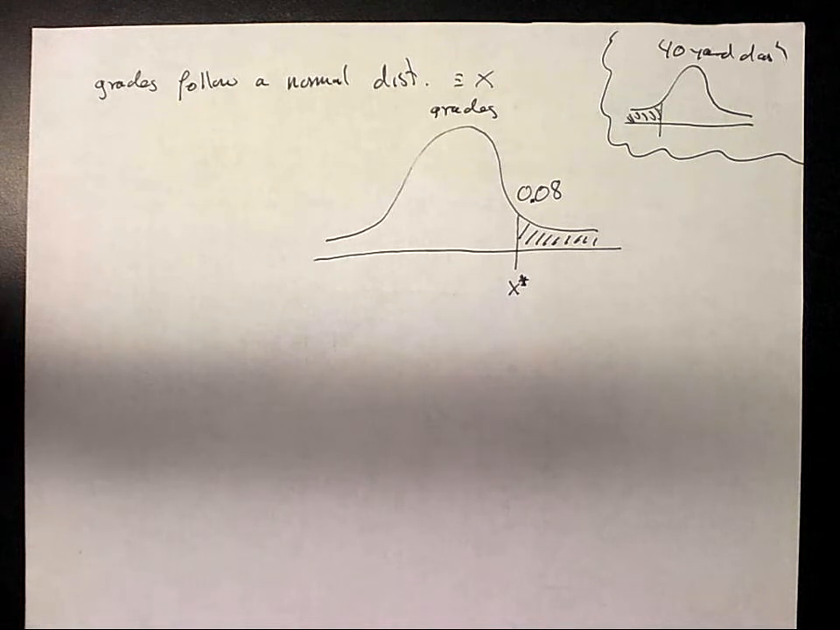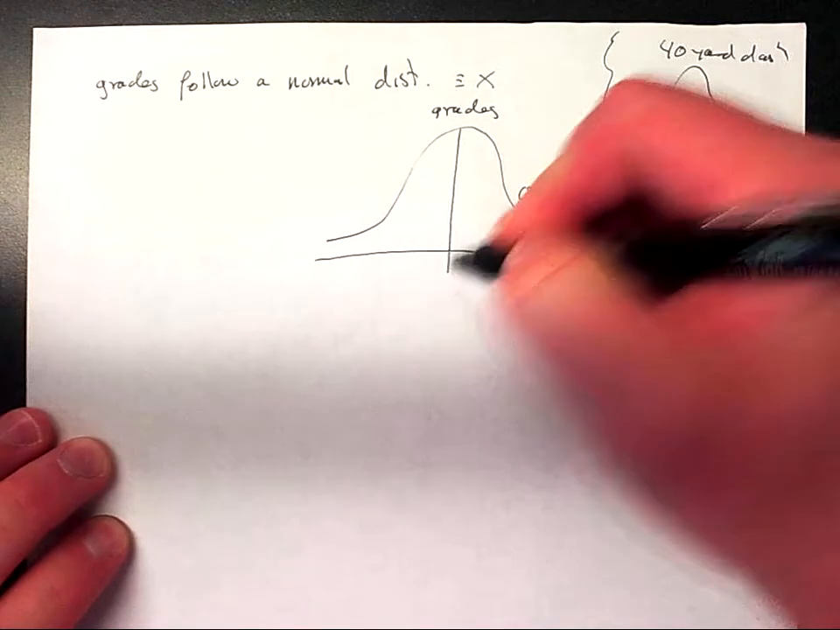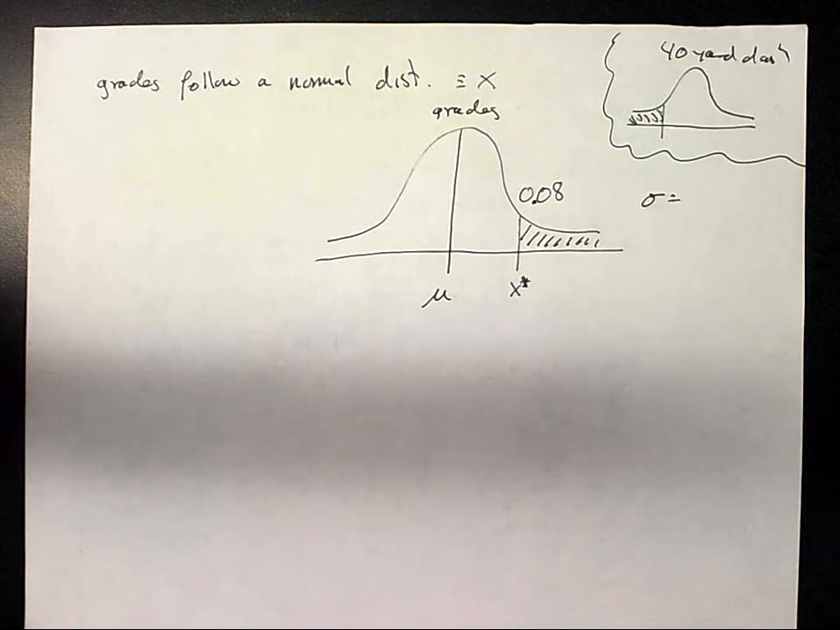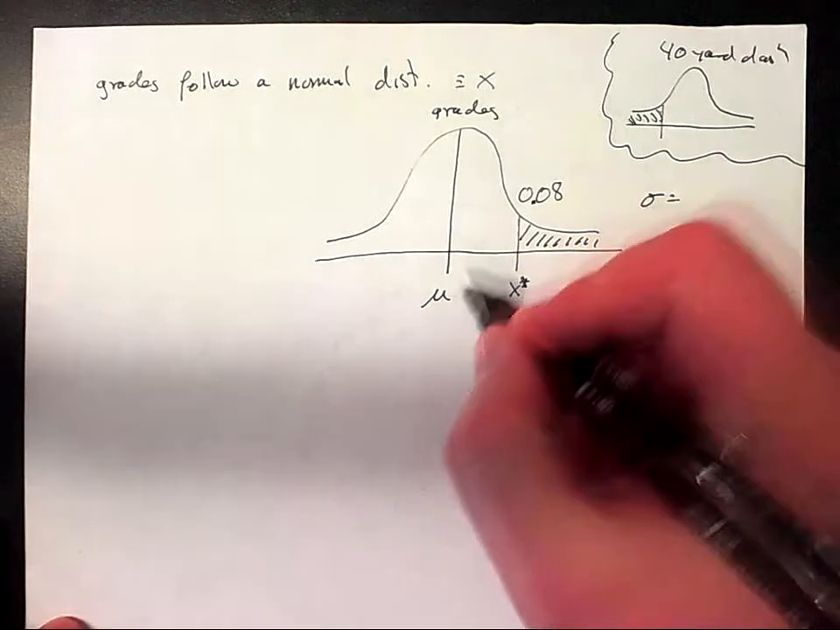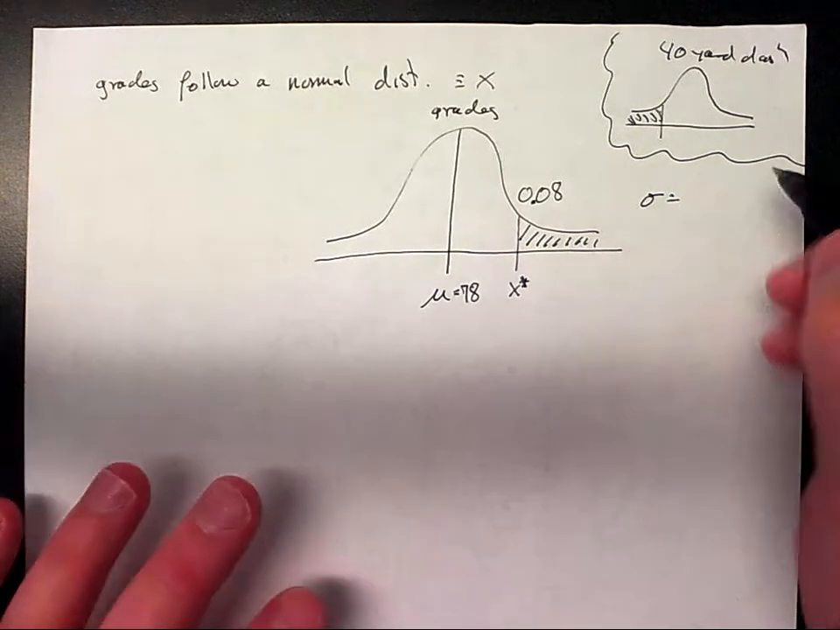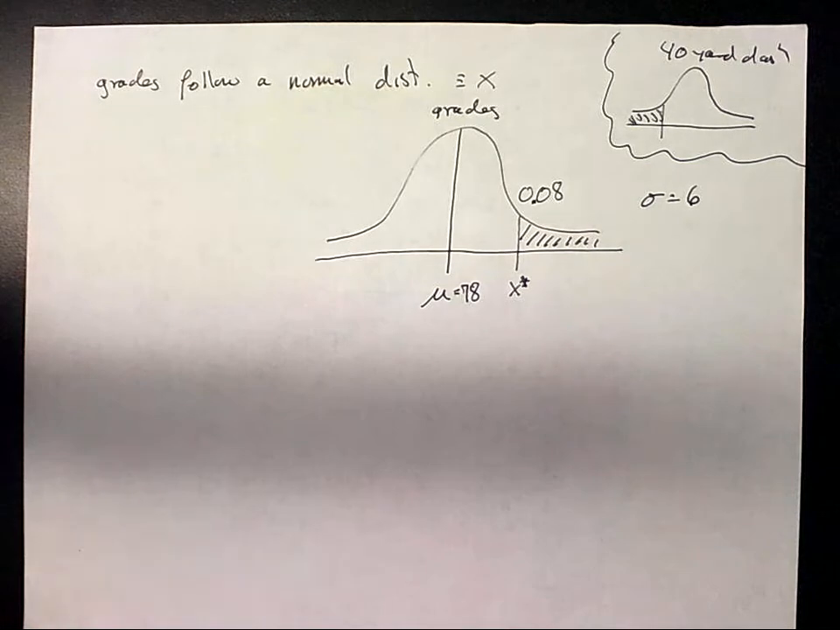The mean and the standard deviation. Just like in the problems that we had before, mu was always given, and sigma was always given. I have no idea what these numbers could be. Let's say that the average is 78, and that the standard deviation is 6 points. Is everybody good with this so far? So this is the setup of the problem. Really similar to what you saw in the homework, just some slightly different numbers.